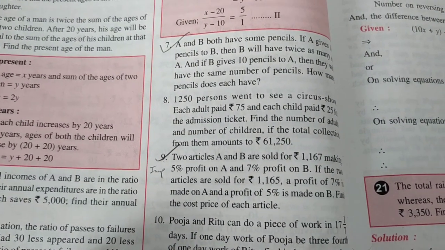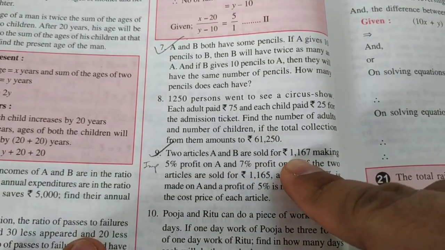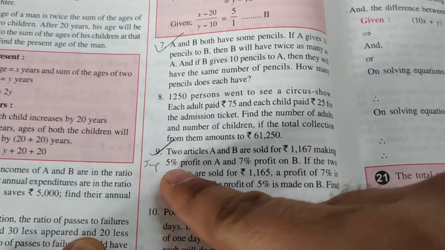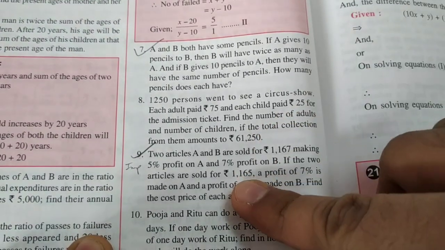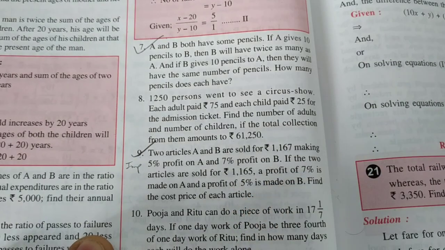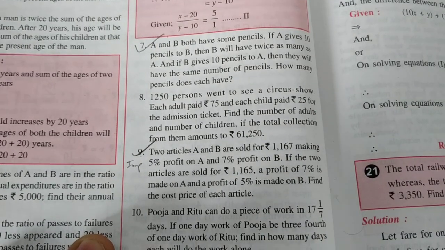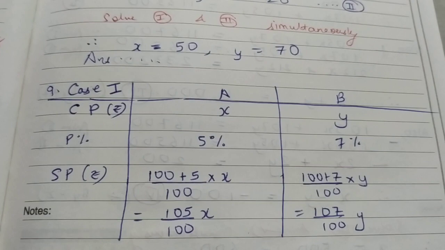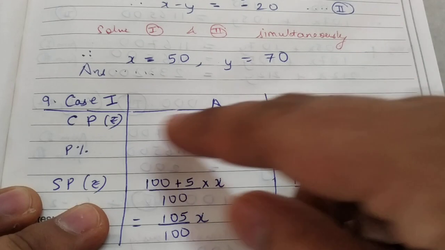Now in this sum, we have two articles. Their total selling price is given as 1167 and their individual profit percentages are given. And in case 2, again the total selling price is given and the profit percentages are 7 and 5%, which are mirror images of each other. We have to find the cost price of each article. So since there are two cases, we'll have to make two tables. In case 1, let's assume that the cost prices are x and y respectively, in rupees of course.